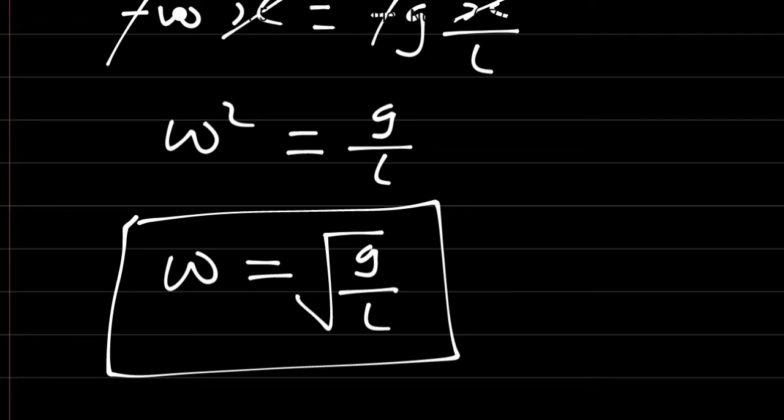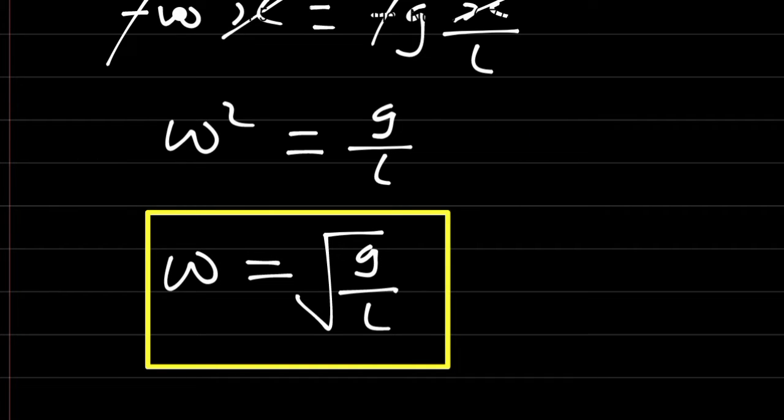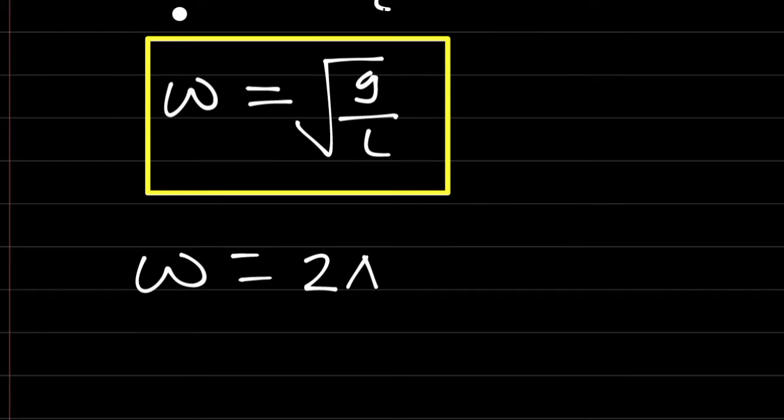So this is the relationship between angular velocity, acceleration due to gravity, and the length of the pendulum bob. With this, I can say that the angular velocity is inversely proportional to the square root of the length of the pendulum bob. Take note of that. Angular velocity is equal to 2 pi over T. This formula is also proven in our first tutorial. You can always revisit that tutorial to see this relationship.